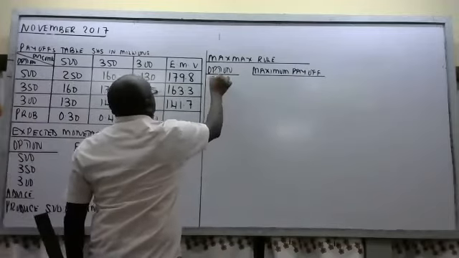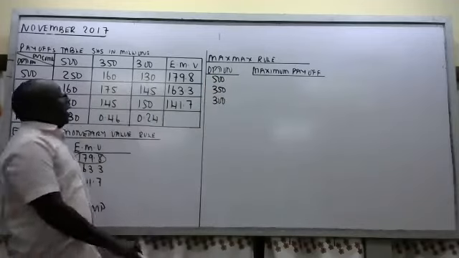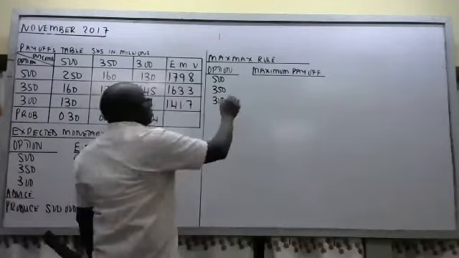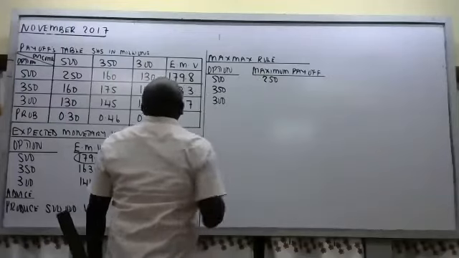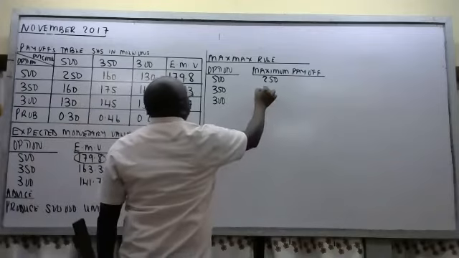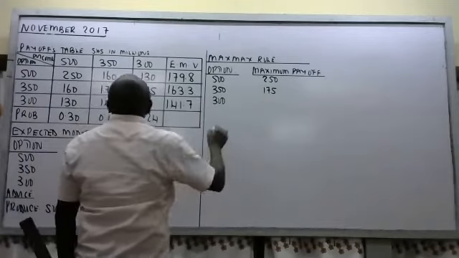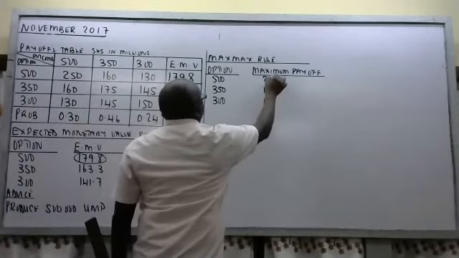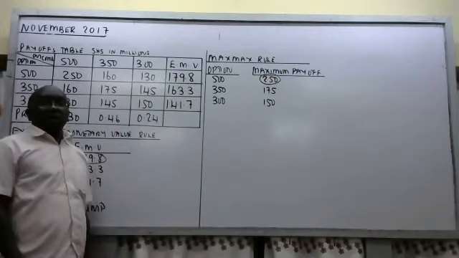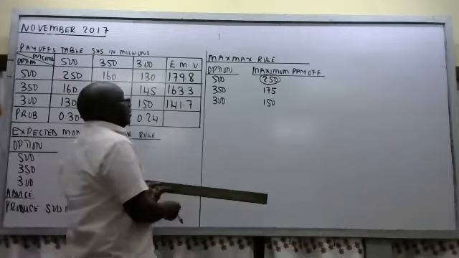So for 500, 350, and 300, for 500, the maximum is 250. For 350, the maximum is 175. And 300, we have 150. So the maximum, the other day we read this, and we said you go for the maximum of the maximums, and that happens to be 500.